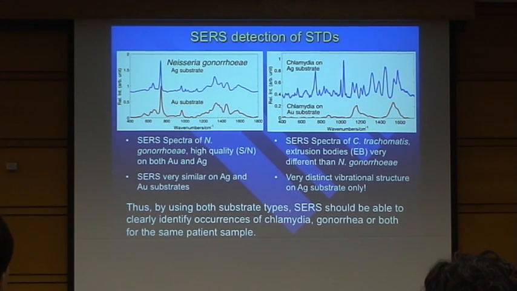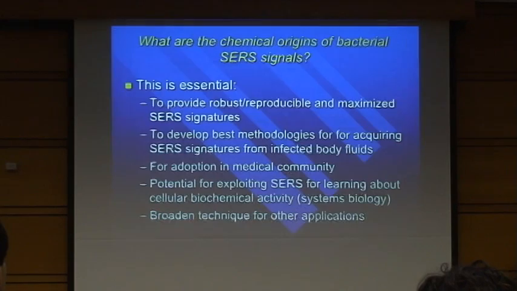The other intriguing thing is the difference between gold and silver. Not so much for the gonorrhea, that's fairly similar. The chlamydia, of course, looks remarkably different, whether it's on the gold or the silver. I'll come back to that, but the main point at this point is, just as a pure application of phenomenology, this really does look like a methodology that would be able to distinguish these bacteria and be potentially useful for rapid identification.